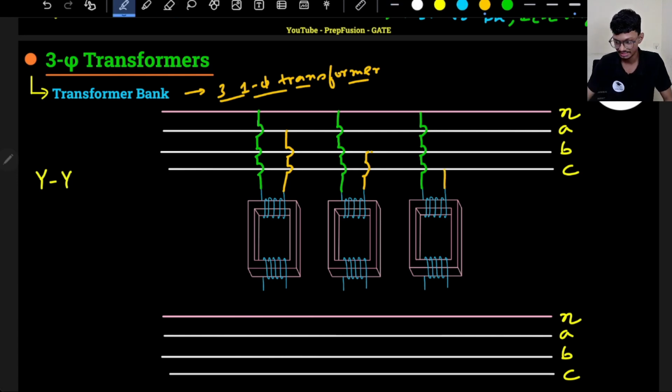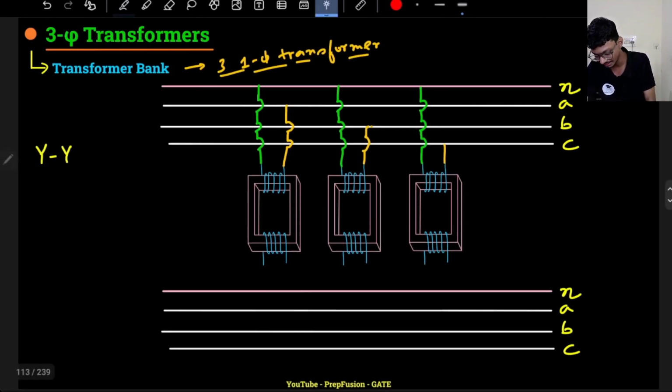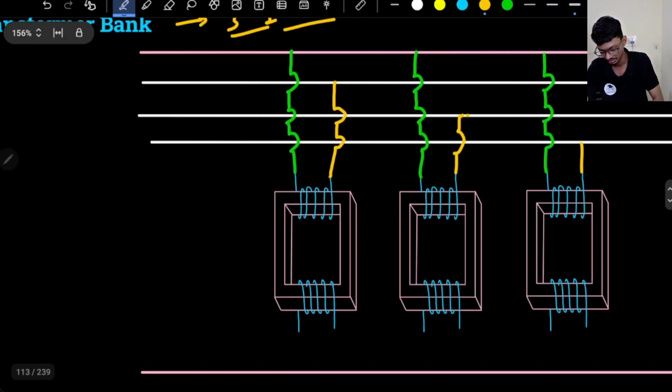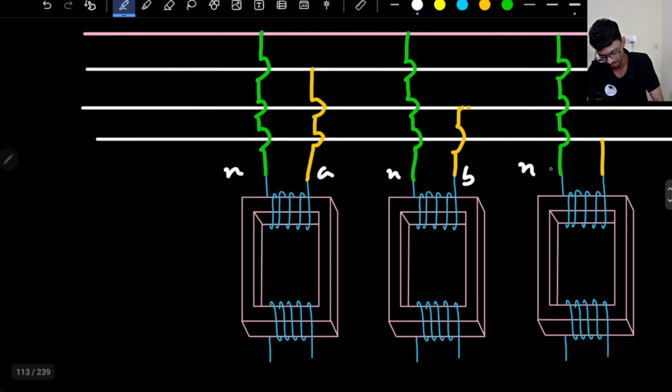So phase A, B, C, these are the connections basically. Now what about the other side? Star means the primary side will be star connection and the secondary side also will be star connection. So let's assume this is A, this is A dash, basically neutral, this is A, this is neutral again, this is B, this is neutral again, this is C.